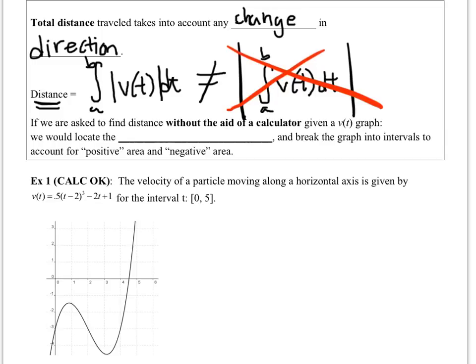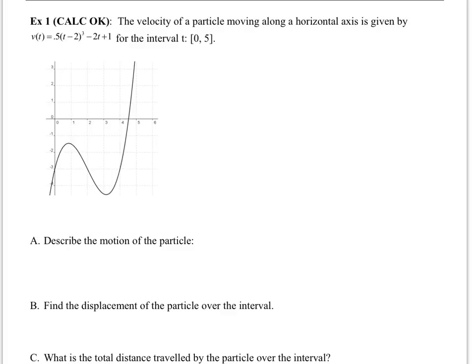If we are asked to find the distance without the aid of a calculator, all you would have to do is locate the x-intercepts, or the time intercepts, or the zeros of the graph. Remember this is a v of t graph, and break the graph into intervals so that you can identify where the velocity, if you take the absolute value, is actually going to change the graph or where it wouldn't change the graph. We'll do more examples of these in class, so if you're like, I don't get it, hang with me, it's all good. All right, so our first example is we've got a velocity of a particle moving along an axis, and don't be thrown off.